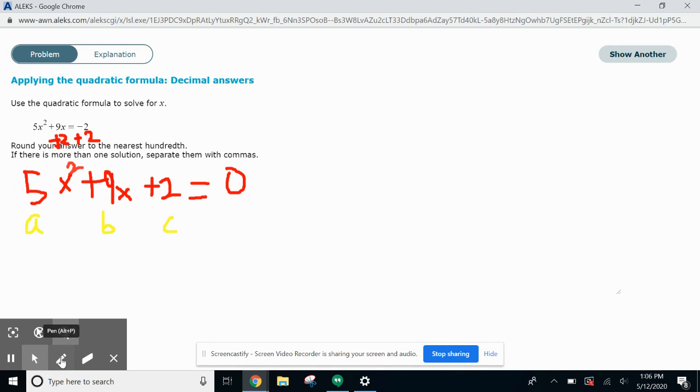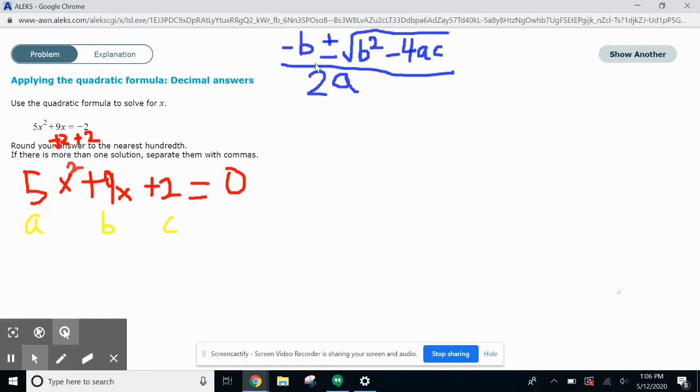So now I'm going to write down my quadratic formula. Now I have negative b plus or minus the square root of b squared minus 4ac, all over 2a. So I'm going to start plugging my a, b, and c into these different parts of the equation. I have 5 for a, so that's going to go on the bottom here, and here next to the 4 that's getting multiplied. The 9 is going to go for this negative b and the b squared, and the 2 is going to go at the very end here underneath the radical.